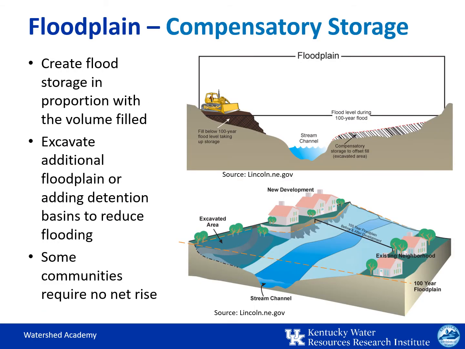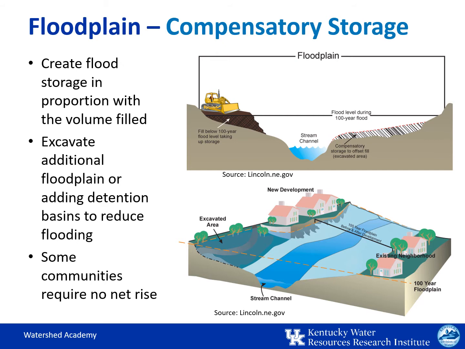In many cases, developers will install detention basins to reduce the peak flow into streams. However, another alternative is to require that the equivalent storage capacity is retained within the floodplain itself. Some communities require no net rise to the flood levels by requiring compensatory storage excavation offsets.